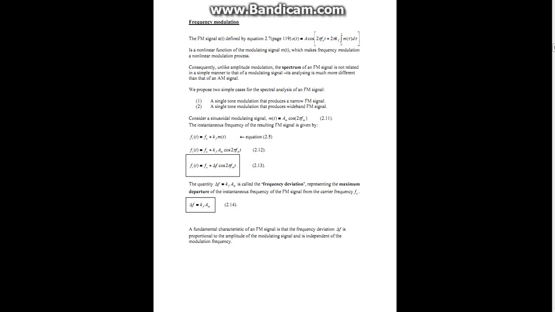Now we will calculate the instantaneous angle of the FM signal, theta i(t), and that is equal to 2π fc t + (delta f / fm) sin(2π fm t). The ratio of frequency deviation to modulation frequency fm is known as the modulation index. Delta f is the frequency deviation of the FM signal. So the modulation index of the FM signal is defined as beta = delta f / fm.